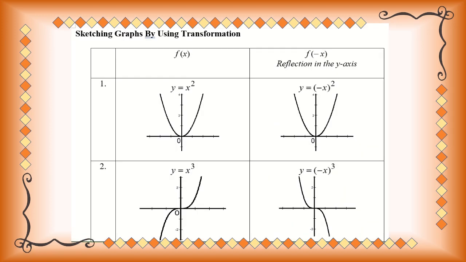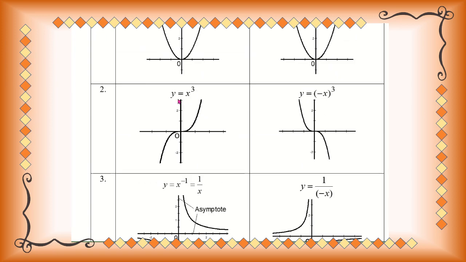Now when we do sketching graphs by using transformation, generally the graphs are simple. When we start from the parent graph, we must know what is the shape of each of the parent graphs. So let's start from the quadratic function y equals x squared. Now the shape of y equals x squared, it is quadratic, it is a U shape. Then followed by y equals x to the power of 3.